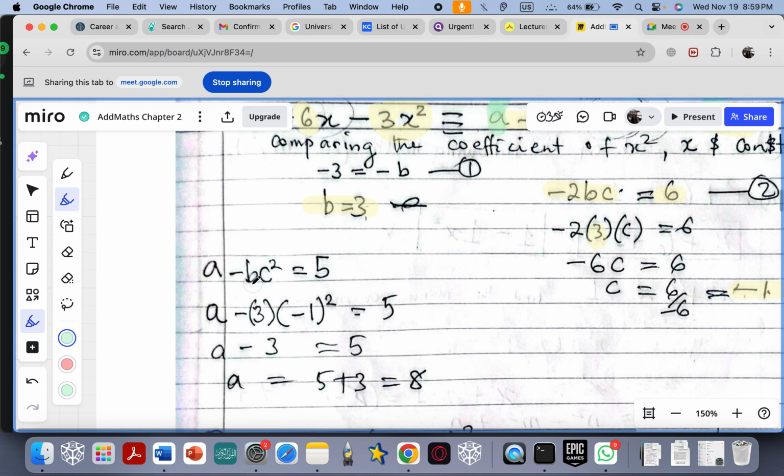Okay, when you do that, a minus bc squared equals 5. Remember, you already found b to be 3. So you say a minus 3 times, you also found c to be negative 1, times negative 1 squared. If you square negative 1, it will become positive 1. So positive 1 times negative 3 will be negative 3. So I have a minus 3 equal to 5, a is 8. Now, since a is 8, a positive number, we're going to have a maximum point.